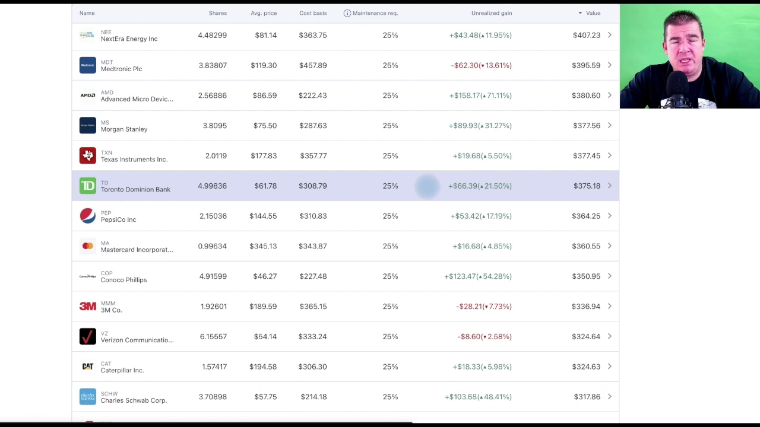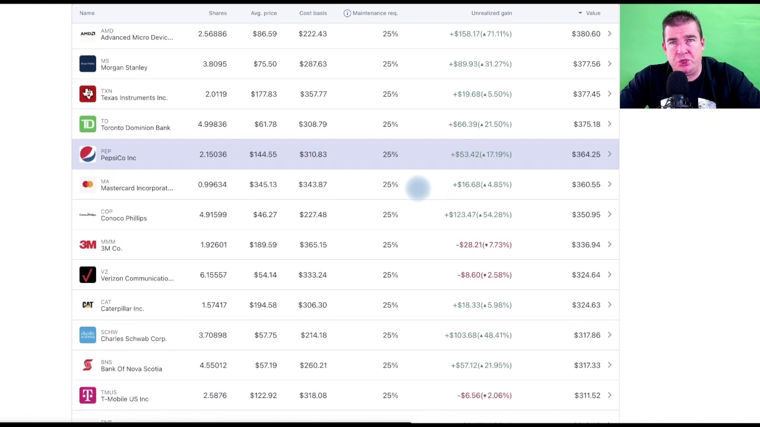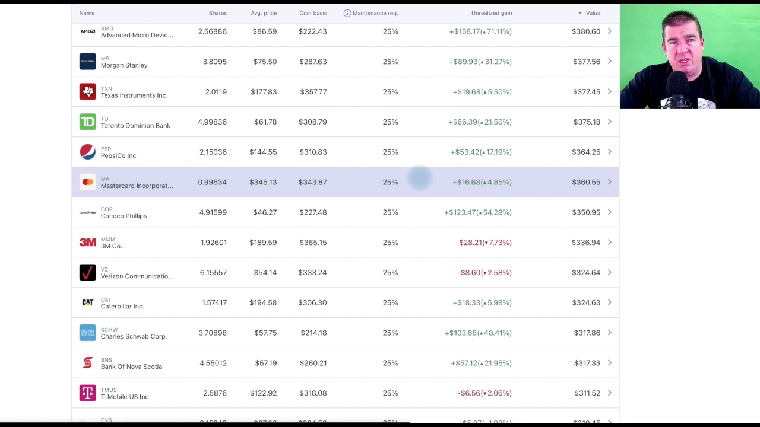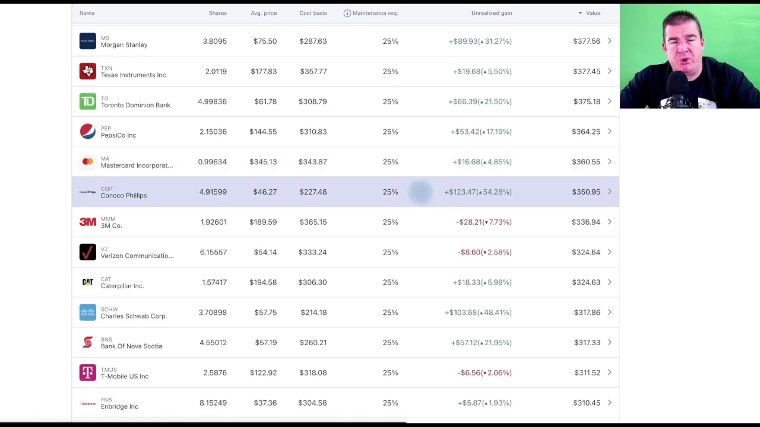There's a foreign one, TD, that's Toronto Dominion, a Canadian bank. That's one of their biggest, up 21%. Can't scoff at those results. Here, Pepsi, small position. I do own this large and long in the Roth IRA as well. Pepsi's one of my conviction top 10 stocks to buy and own forever. Without a problem. ConocoPhillips up over 50%.